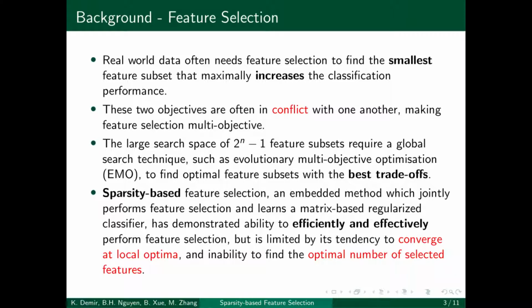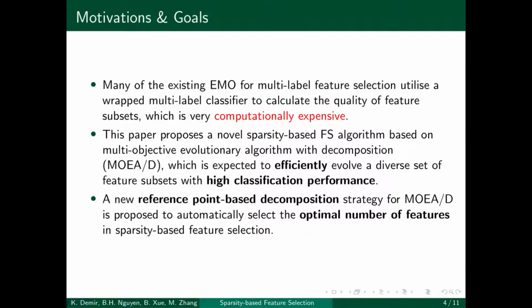the classification performance. Sparsity-based feature selection, which is an embedded method that jointly performs feature selection and learns a matrix-based regularized classifier, has demonstrated ability to efficiently and effectively perform feature selection, but is limited by its tendency to converge at local optima and also its inability to find the optimal number of selected features. Many of the existing EMO methods for multi-label feature selection utilize a wrapped multi-label classifier to calculate the quality of feature subsets, which is very computationally expensive.